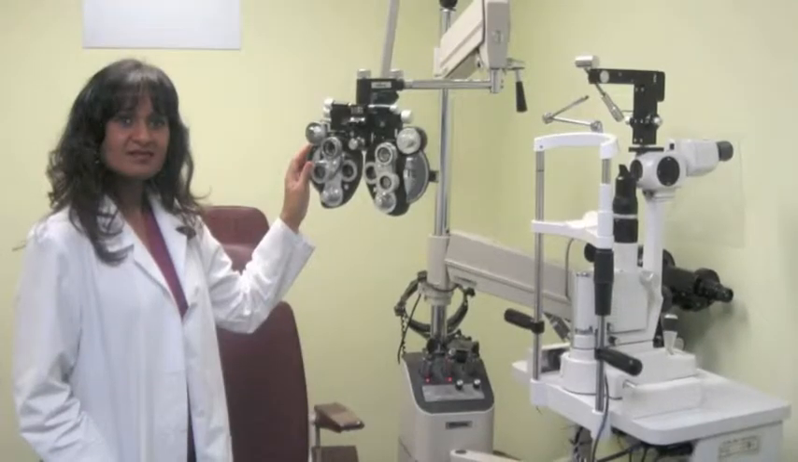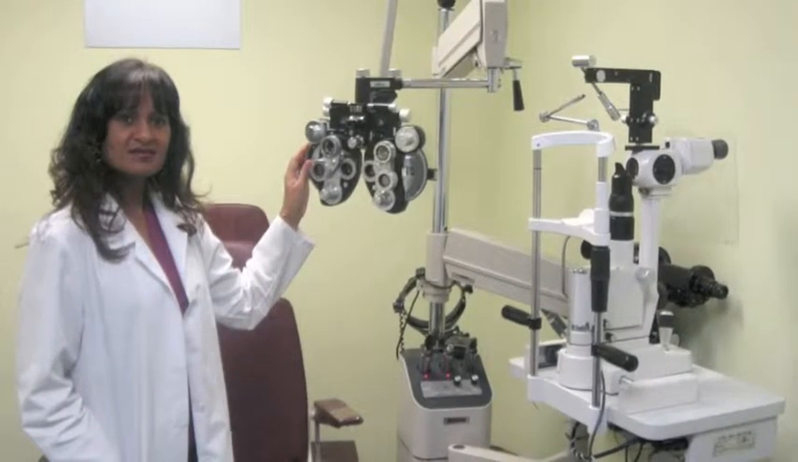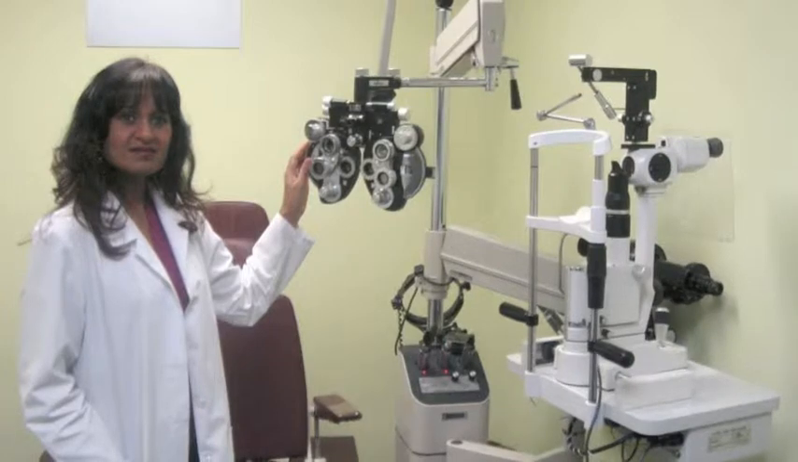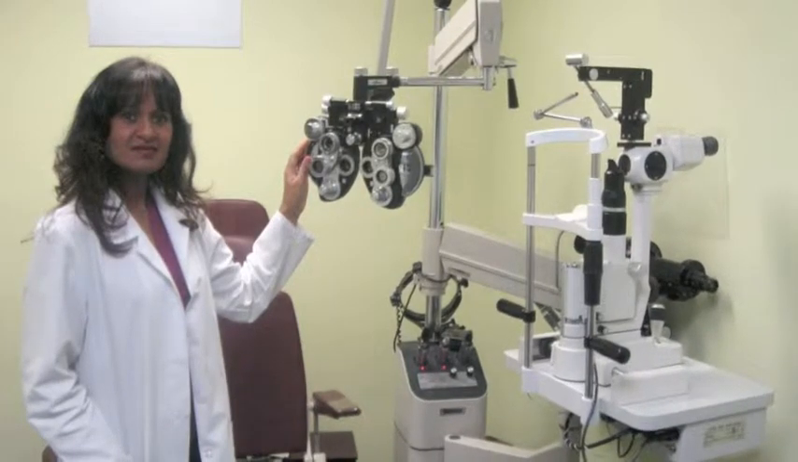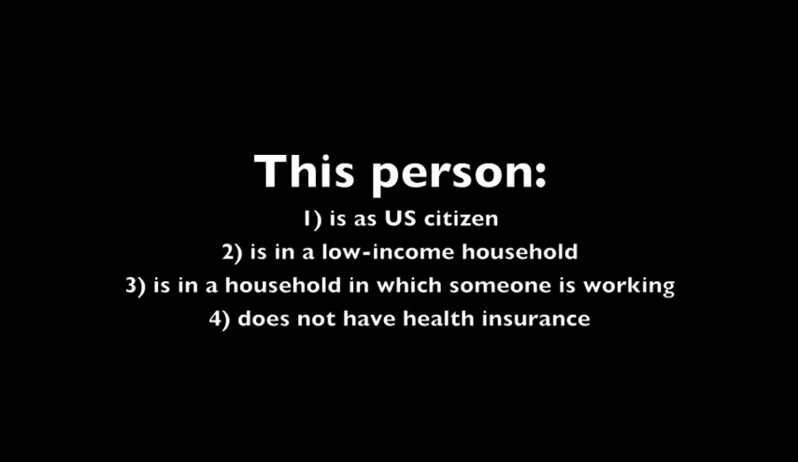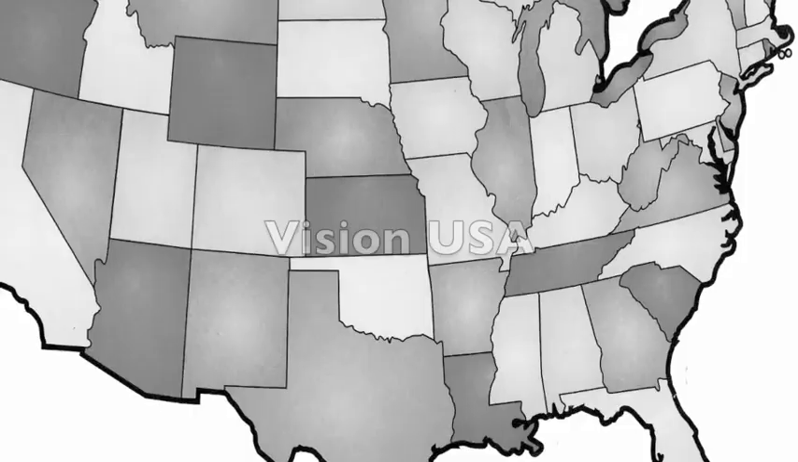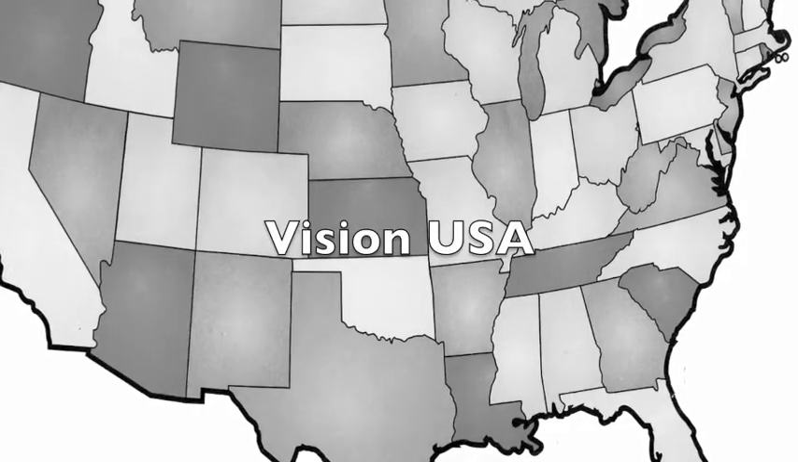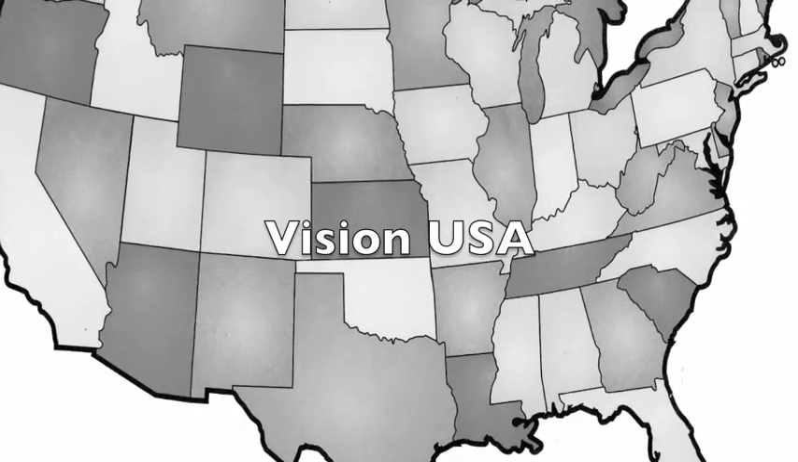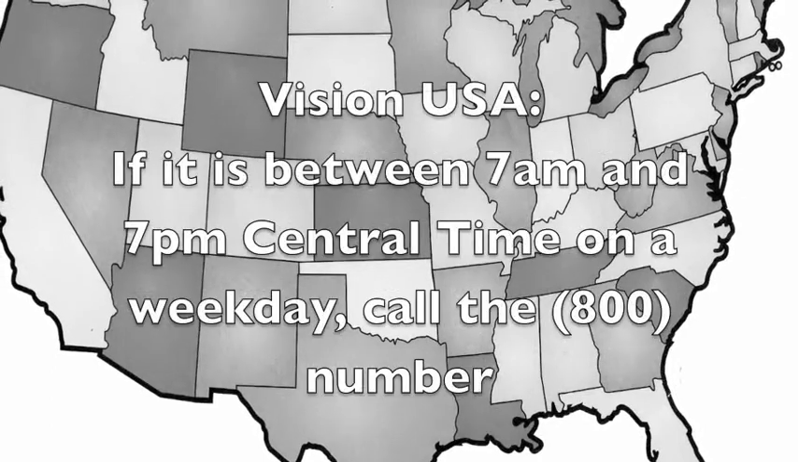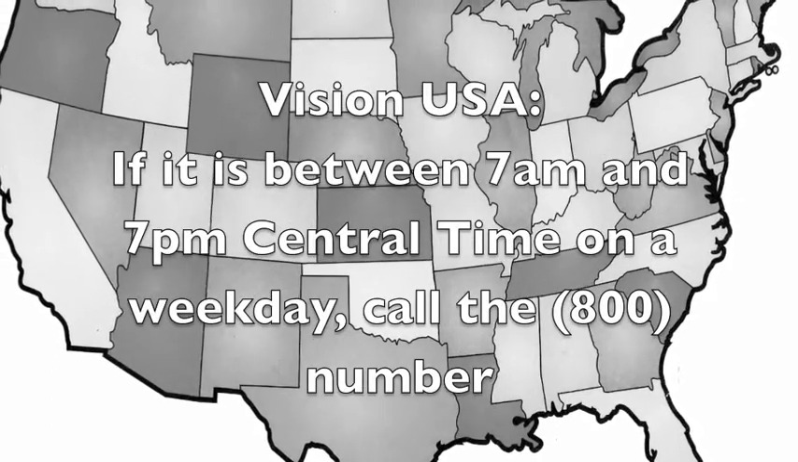You should try connecting this person with as many resources as possible so that she has the best chance of receiving an eye exam by an eye doctor for free. This person is a U.S. citizen with low income, and someone in her family is working. Because of this, she may qualify for Vision USA. If Vision USA were open, you would have her call on your cell phone. However, it is a Saturday, and you know that Vision USA is open only Monday to Friday from 7 a.m. to 7 p.m. Central Time.